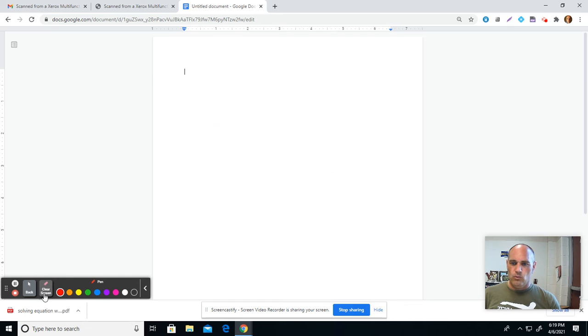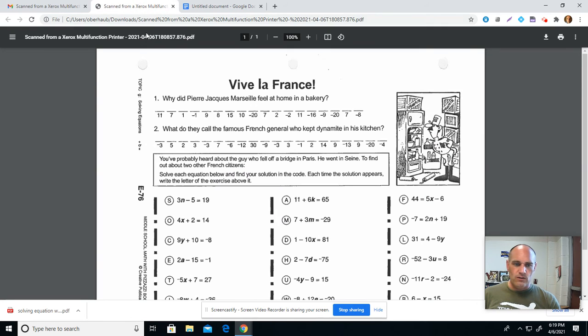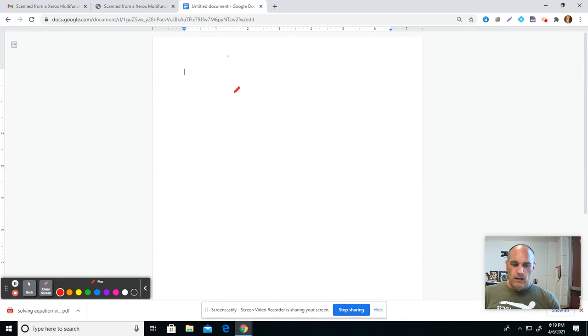All right, let's do one more. And I want to do one that looks a little bit different. I want to do P over here. I want to do this one right here because I want to show you what happens when things are on the other side. So we're going to do P. So P is negative 7 equals 2n plus 19. All right, so it looks a little different.